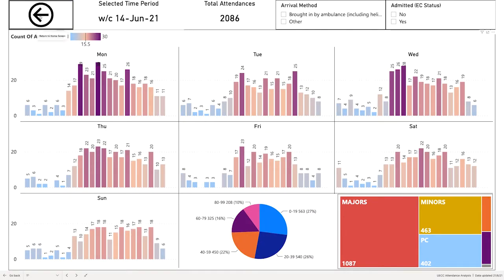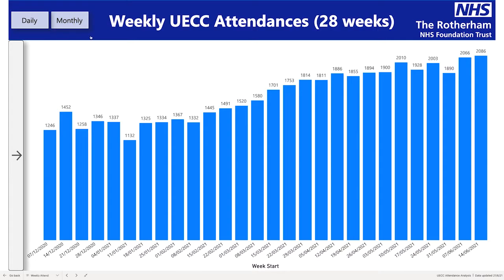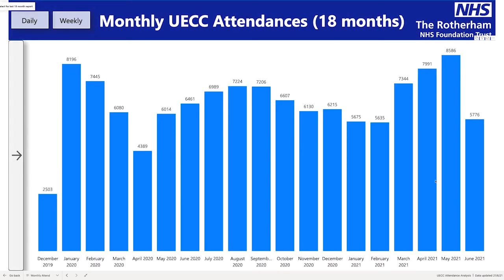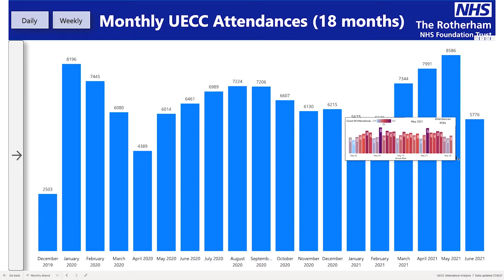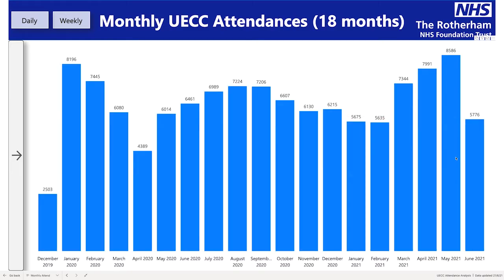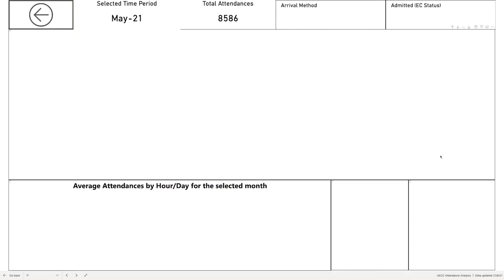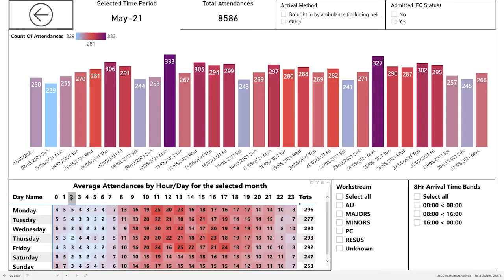And finally, on the monthly, this will show the month to date if it's not a completed month, again with a pop out to show you the attendances over that month, or it will show the full month if it's a completed month. Again, if you right click on that, it will give you a drill through option, which will show the average attendances by hour in a heat map, and it will also show the attendances for that particular month in question.